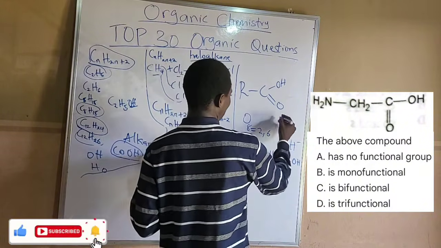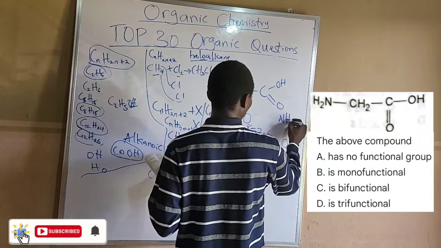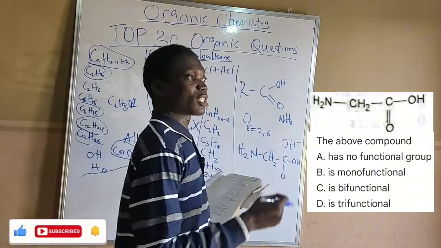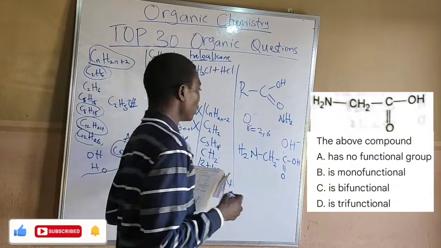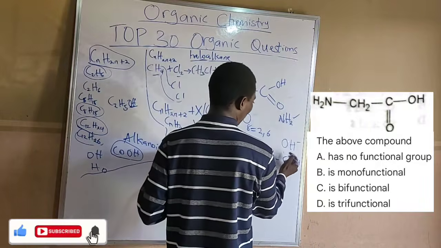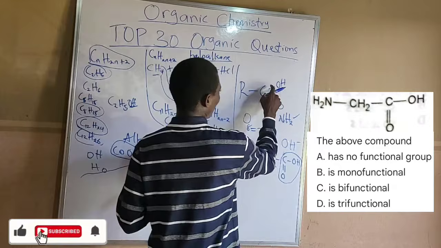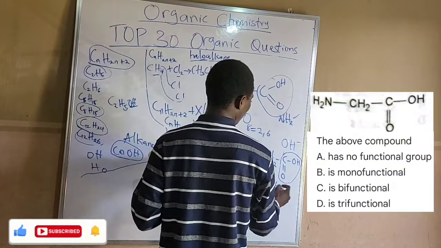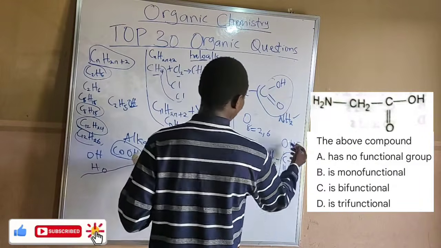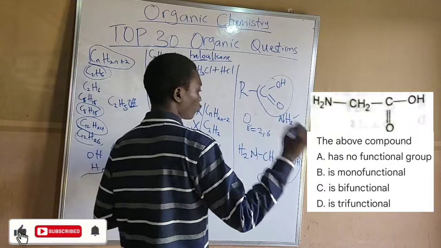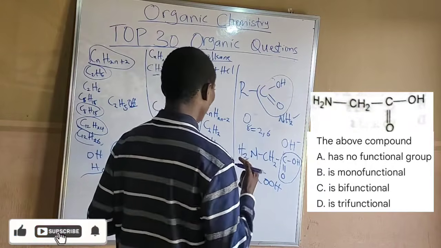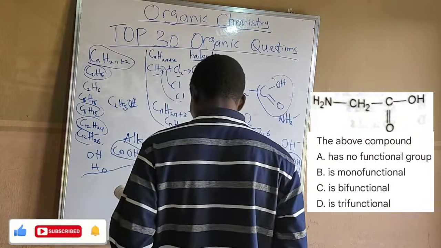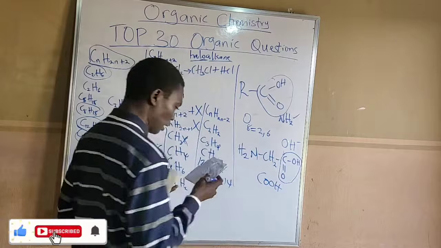H2N, you can also write it as NH2. In some cases, you call it amine. In some cases, you call it amino. Okay? So, this is one functional group. And we have another functional group, which is this. That is COOH. So it has 2 functional groups. So we call it bifunctional group. Bi means what? 2. Another question, and the correct answer to that is option C.